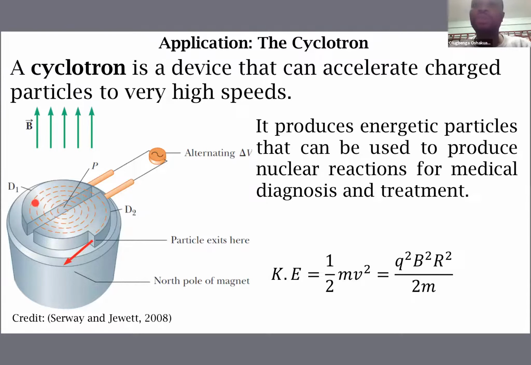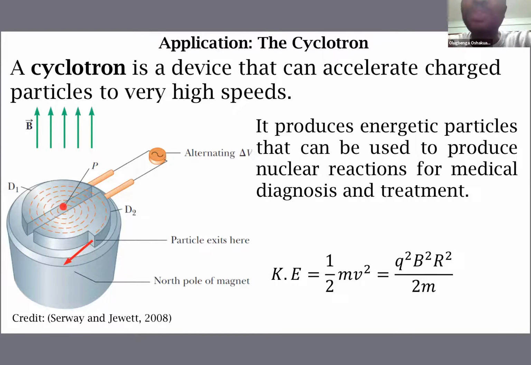They contain two semicircular discs, and the signal that comes into these discs alternates. When this is positive, this will be negative. So the particle to be accelerated is injected at this point P. This semicircular disc is labeled D1, the other one is D2. The path the particle will travel is the dotted line we have on this figure.